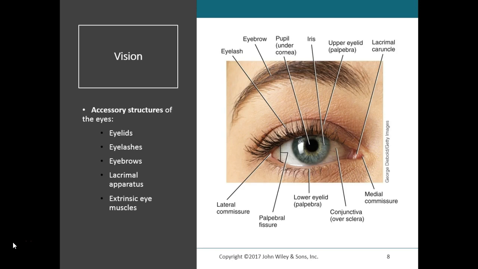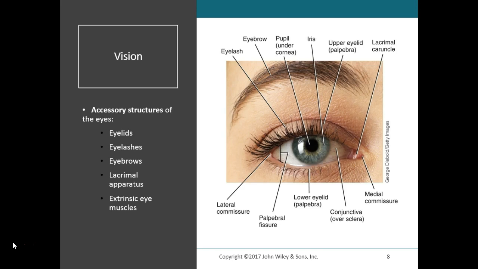The eyebrows, of course, and the eyelashes are going to be protective structures for the eye. So the eyelashes project off the borders of each of the eyelids, and the eyebrows sit transversely above the eyelids and protect the eyeballs from things that would normally get into the eyes. Think about when you're sweating. Your forehead is sweating, and some of that sweat gets trapped in your eyebrows, so that is protecting your eyes from getting that sweat in them.